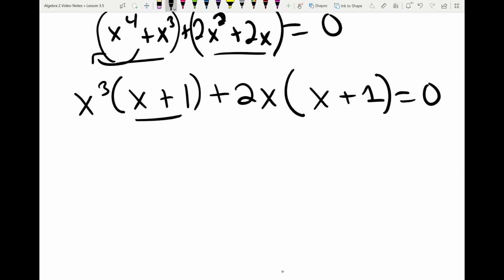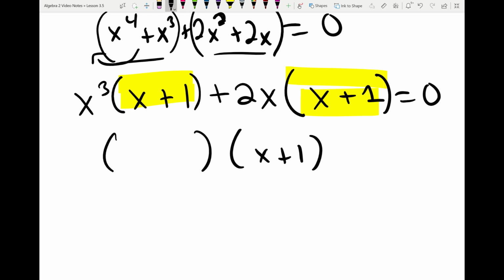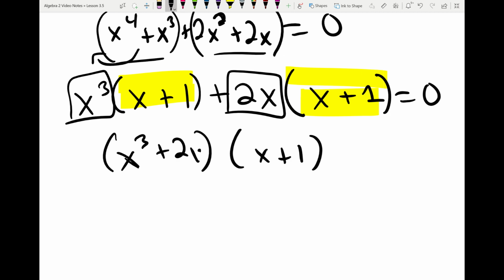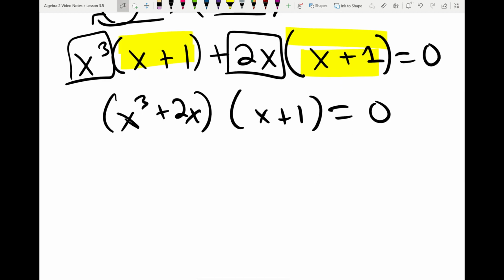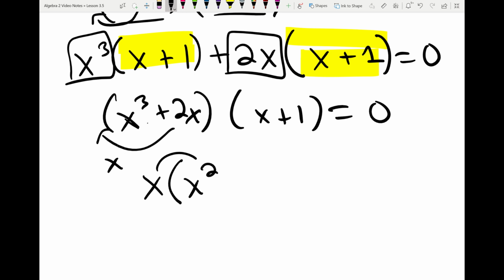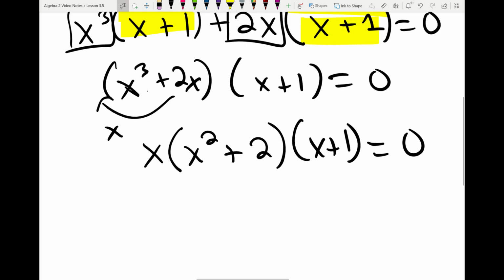And now, remember that if these match, this means that you can make one of those your factor, and your other factor is going to be whatever's in front of each group. And this is equal to 0. We're almost done here. We can actually pull out an x from this. So let's pull out an x. So if we do that, we get x times x squared is x cubed. And then x times 2 is going to be 2x. And then times x plus 1 equals 0. So now we completely factored this.